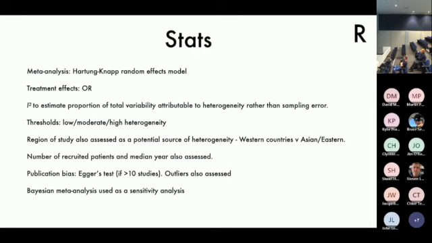The stats is slightly confusing, I have to say, but basically, I'll skip over some of the modeling we did, but basically the treatment effect was reported in odds ratio, and we used the I squared to estimate proportion of variability attributable to heterogeneity rather than sampling error. And we also looked at the region of study. So it became clear as we looked through these studies that there was definitely a Western hemisphere versus Eastern hemisphere, or Western versus Asian Eastern cultural difference in outcomes, but also likely in systems and how patients with cardiac arrest are treated. Number of recruited patients in median year was also assessed, and then we looked at publication bias as well.